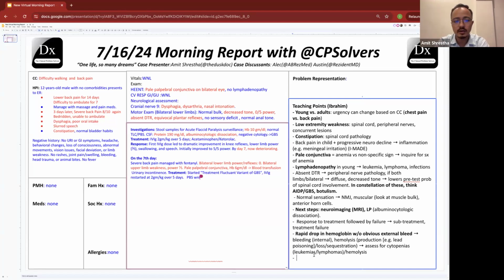As you have thought, we probably needed to do an MRI of the whole spine. We were planning for that, I guess on the 7th or the 8th day, for the MRI of the whole spine. But what happened was around the 8th to 9th day, there was another set of signs we encountered.